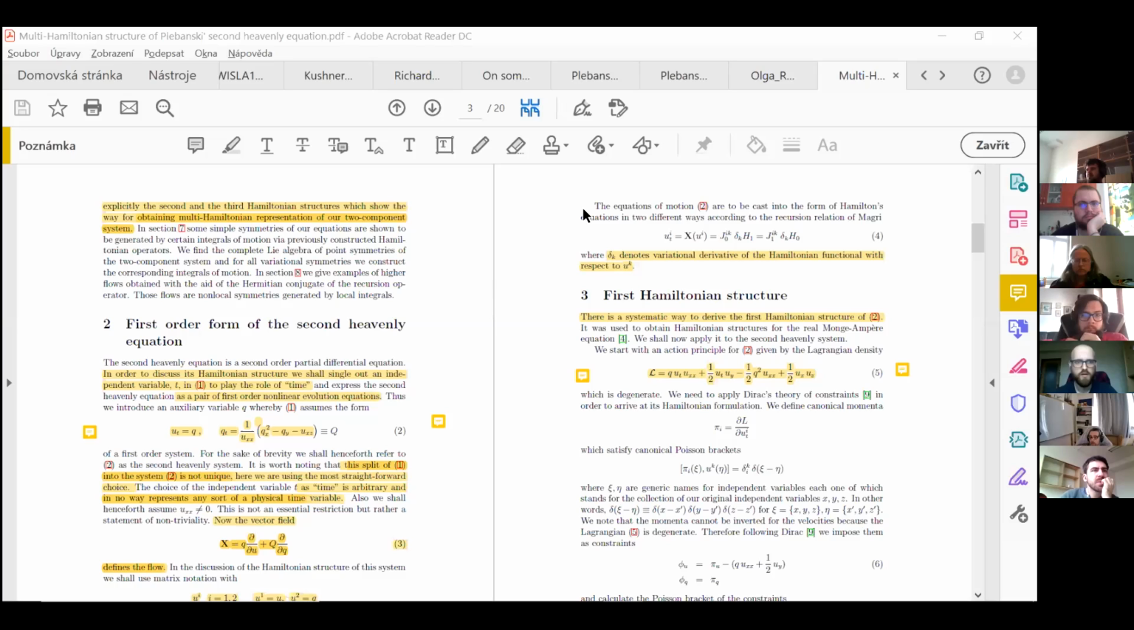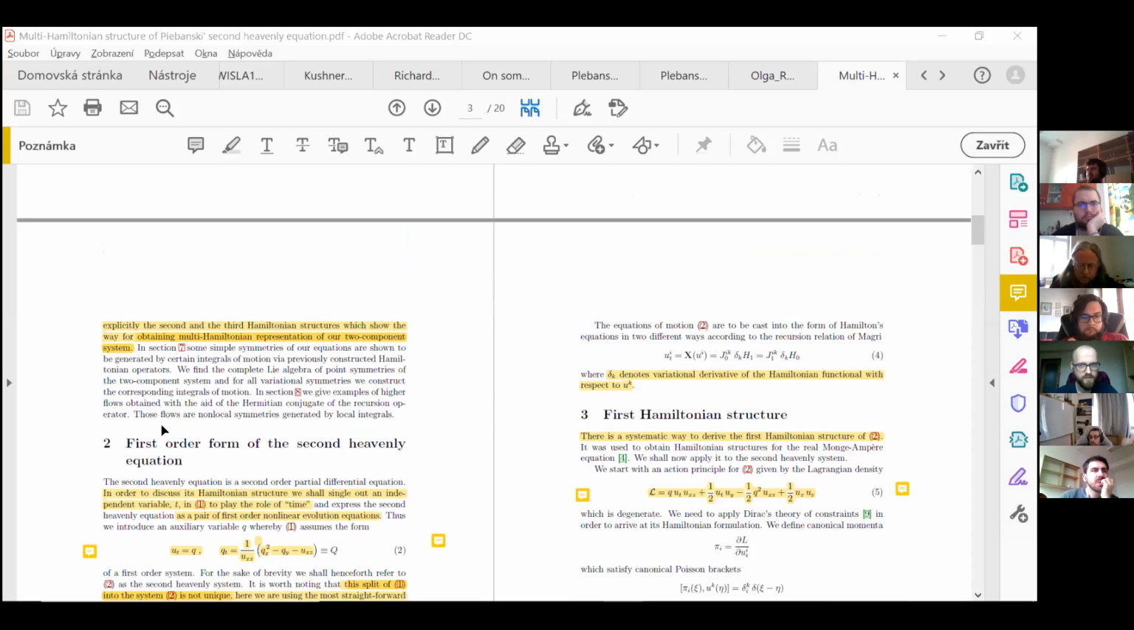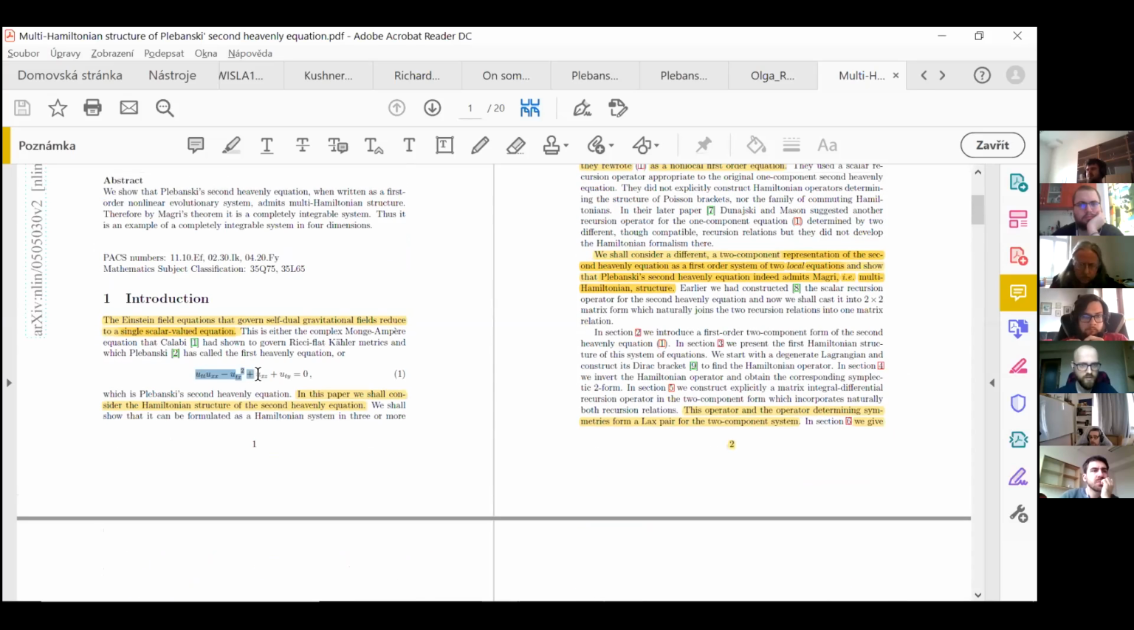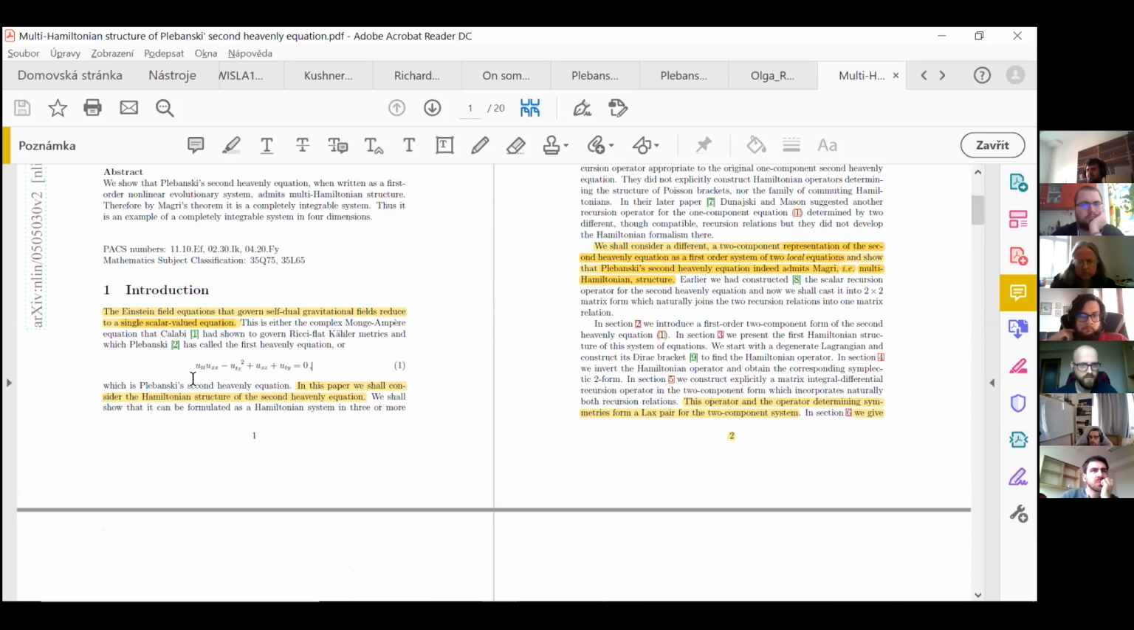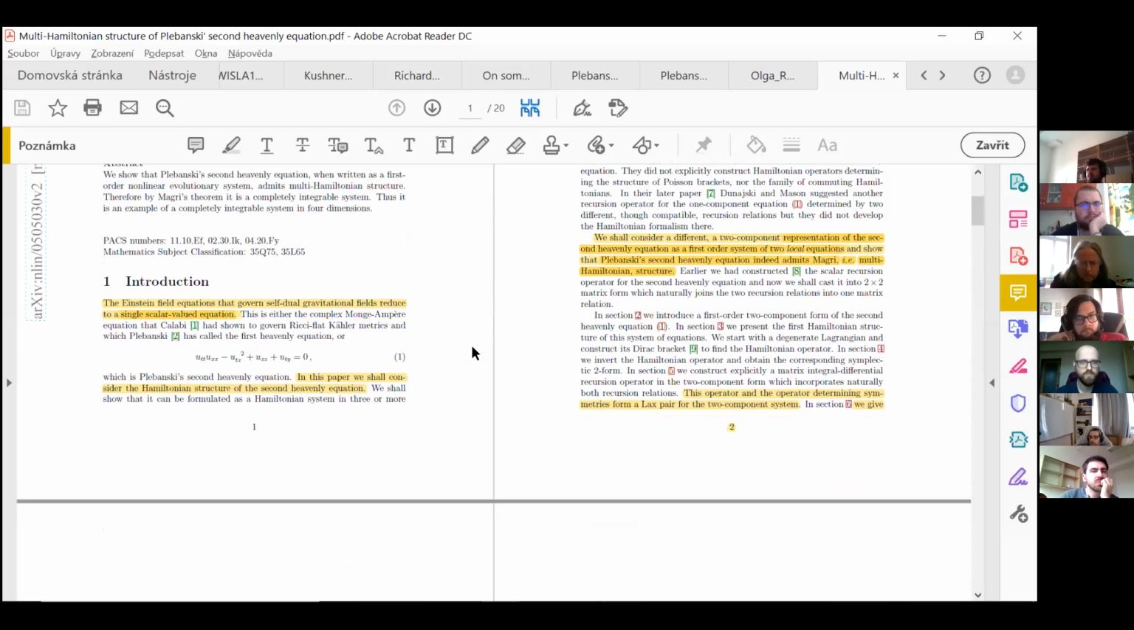Yes, I have it. So let me share the screen for just a second, and then I can post the link. For those who are interested, check this out. What we start with is this equation, number one. This is the second Plebanski equation. Do you see it properly, or is it too small? It's fine. It's okay.